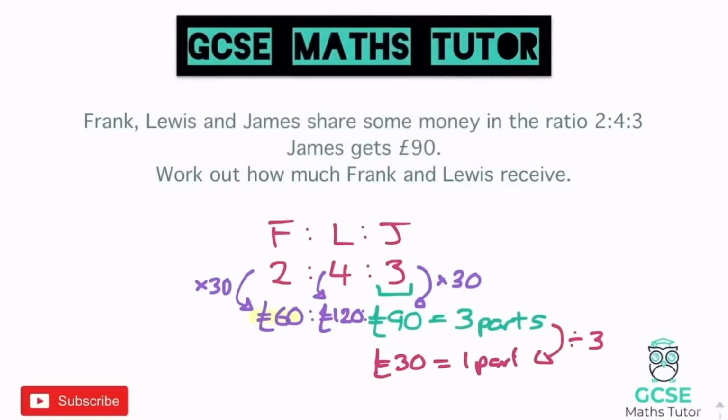Frank gets 60, Lewis gets 120, and again we could be asked how much they all share together, so you could do 60 plus 120 plus 90, and that would give us the total there, which is 270 between all 3 of them. So it just depends on what the question's asking, but there's just a couple of things to be thinking about. Obviously you just need to have a look at the words, allocate the amount of parts to the amount of number that you're given, whether that be all of them, whether it be one of them, or whether it be a difference between them.